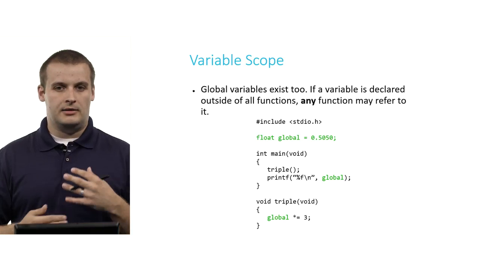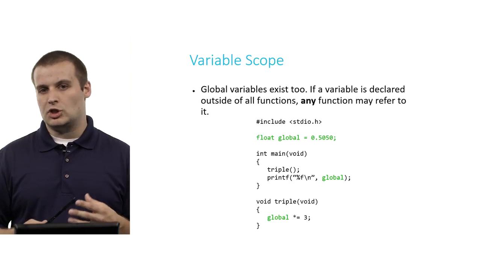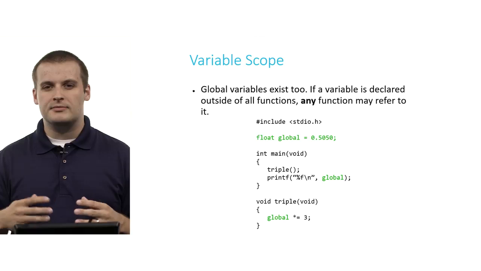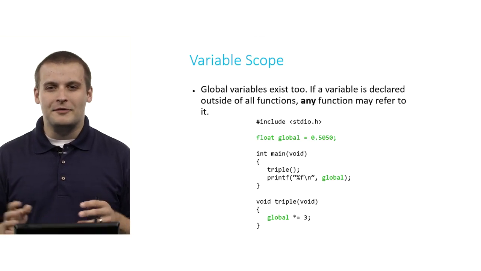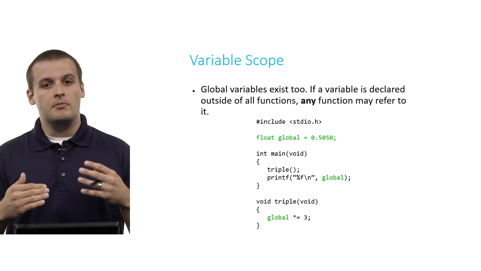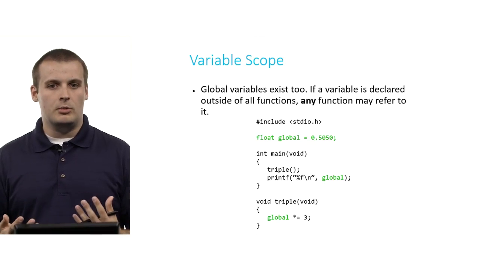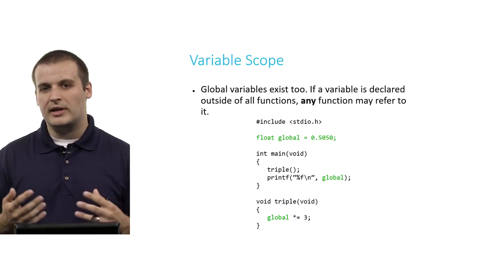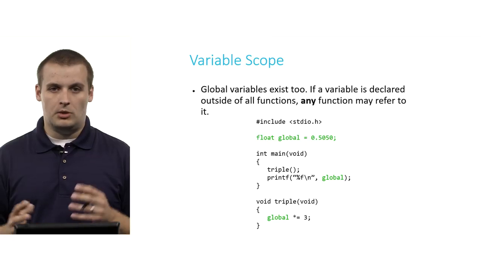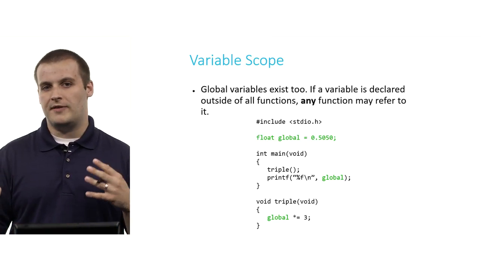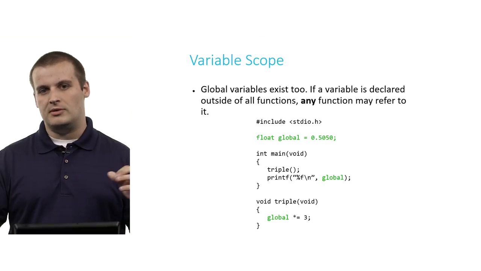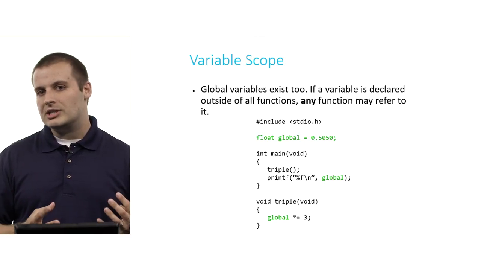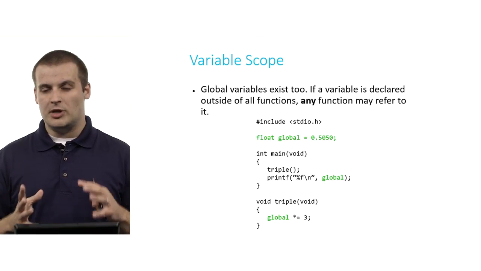You'll notice that in main and in triple, I am able to refer to global. If I go through the program as indicated, main first calls triple, triple multiplies global by 3, which sets its value to 1.51 or something like that. And then main also prints out the value of global. So main will not print out 0.5050, it will print out global times 3, 1.51. So you've got to be careful when you're working with global variables. While they're very flexible in being able to pass information around so that every function can use it, it can also have some dangerous consequences if one function changes the value of a variable before you expect it to be changed.